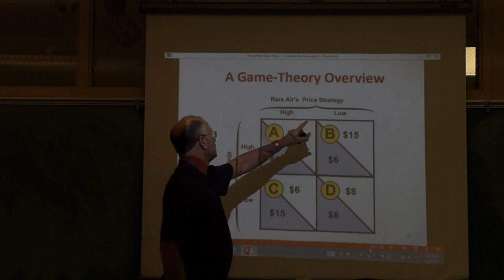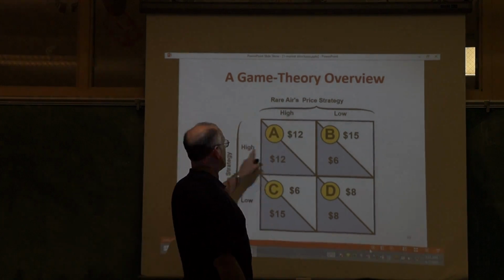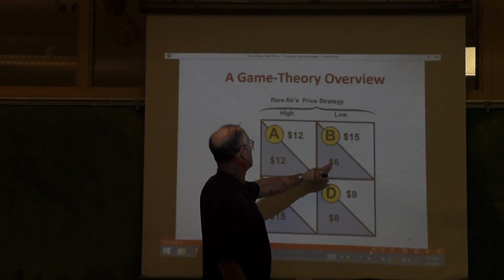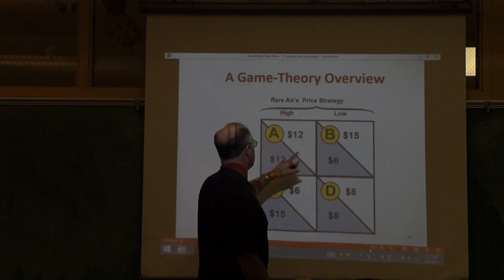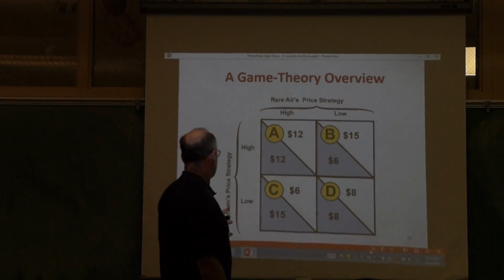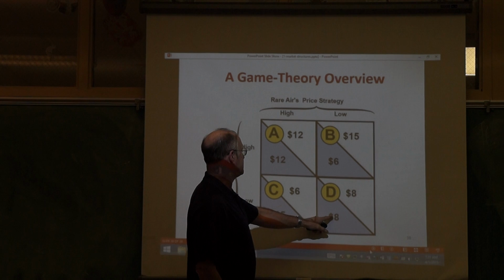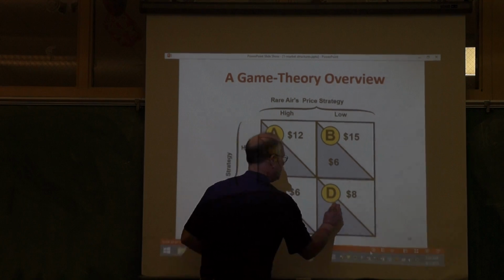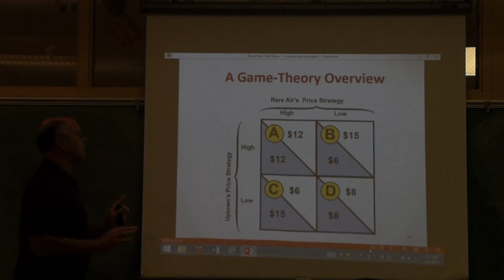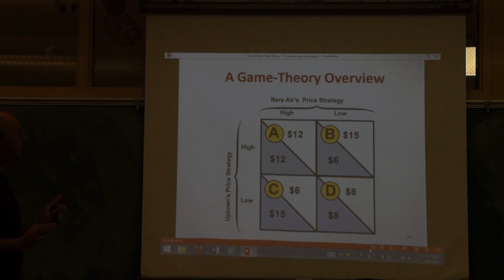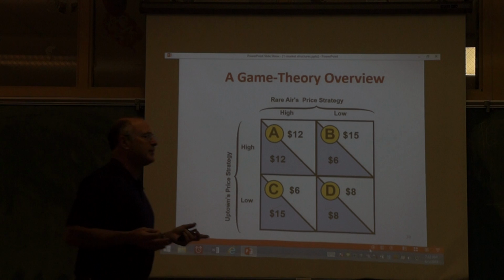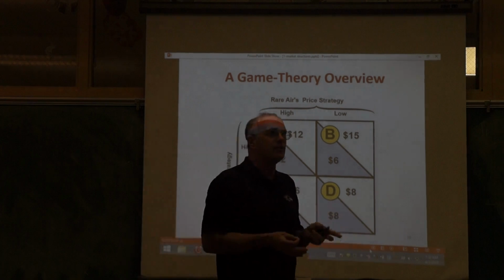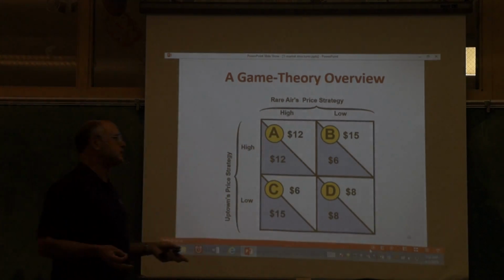If Rare Air goes low and Uptown goes high, Rare Air makes 6, Uptown makes 6. If Rare Air goes low and Uptown goes low, Uptown makes 8. So no matter what Rare Air does, it pays for Uptown to go low. That's dominant strategy. The dominant strategy is you are going to do this no matter what your competition does.